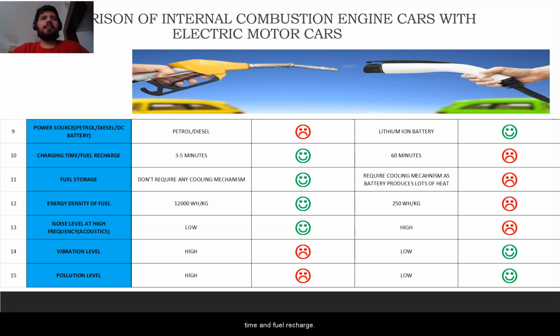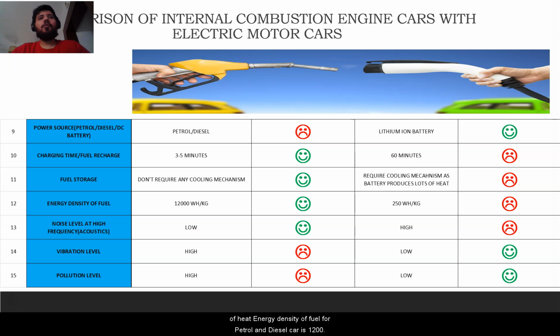In terms of charging time and fuel recharge, petrol and diesel cars take just 3 to 5 minutes for a full tank, and electric cars take a minimum of 60 minutes with a supercharger, but generally this time is on the higher side. Fuel storage: petrol or diesel cars don't require any cooling mechanism, but this is a must for electric vehicles because the battery produces lots of heat.